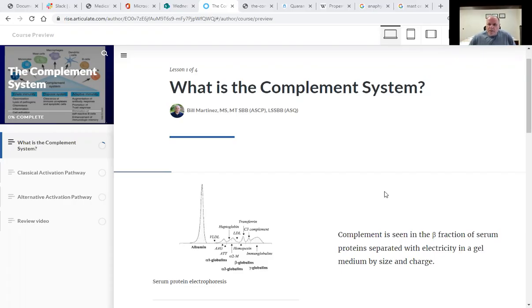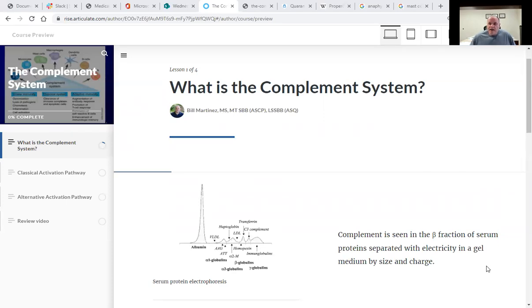We first introduced complement during the immunology topic, and then it was listed as an acute phase reactant, and it was part of the innate immune system. It had to do with inflammation, and it also helped lyse bacteria and other cells. So why continue to talk about complement?